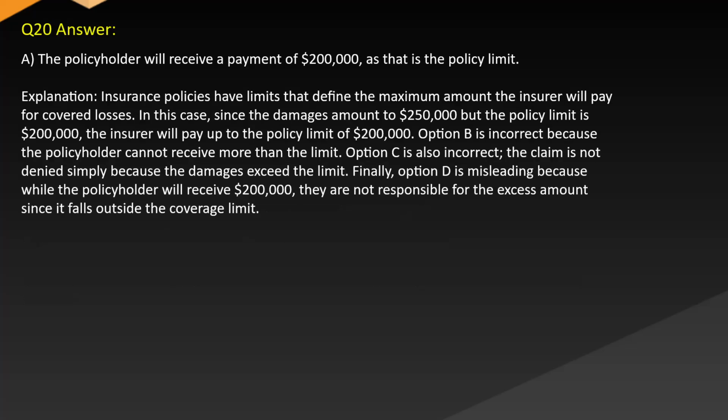Answer A. The policyholder will receive a payment of $200,000, as that is the policy limit. Explanation. Insurance policies have limits that define the maximum amount the insurer will pay for covered losses. In this case, since the damages amount to $250,000 but the policy limit is $200,000, the insurer will pay up to the policy limit of $200,000. Option B is incorrect because the policyholder cannot receive more than the limit. Option C is also incorrect. The claim is not denied simply because the damages exceed the limit.